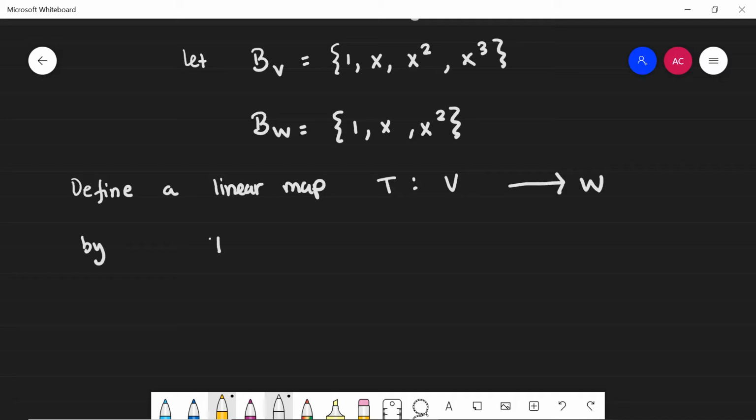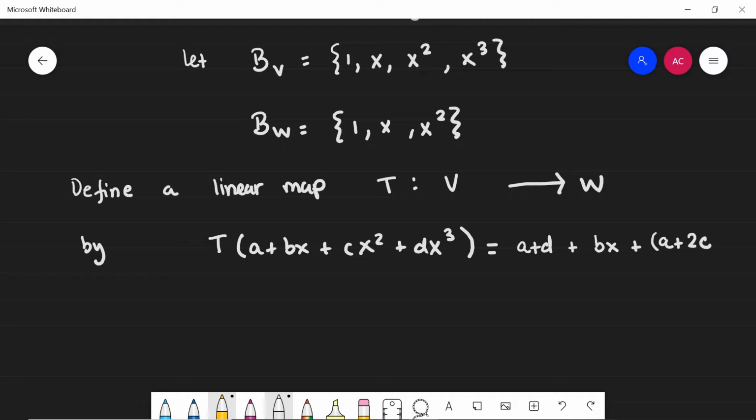By setting T of an input vector. An input has the form a plus bx plus cx squared plus dx cubed, because the domain here consists of polynomials of degree no more than 3. The output is going to be a polynomial of degree no more than 2. The output vector I'm going to specify is a plus d as my constant term. My linear term is just going to be b times x. Then my quadratic term, why not put, I don't know, 2c, something like that.